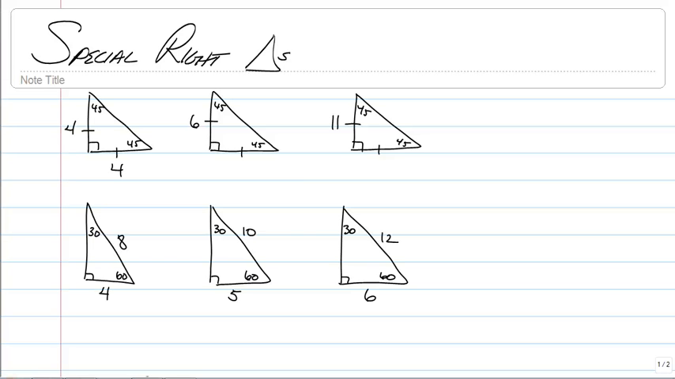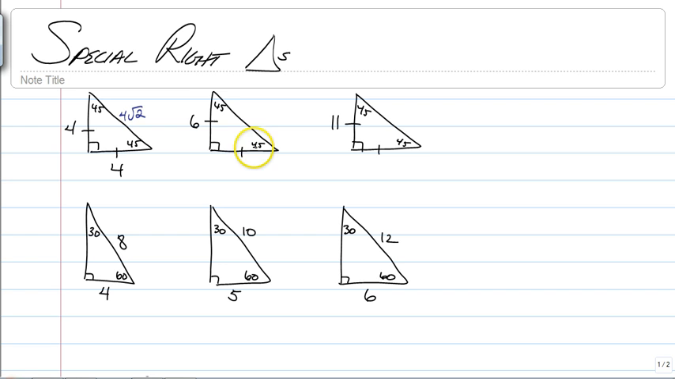This video is on special right triangles. So we have some triangles here, and they're all special. They're special for a reason. If you have a 45, 45, 90 right triangle, if we were to do the Pythagorean theorem to find the missing hypotenuse, we would do 4 squared plus 4 squared, which is 32. And the square root of 32 is going to give us 4 root 2.